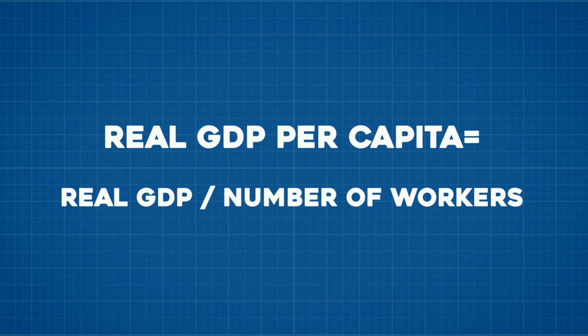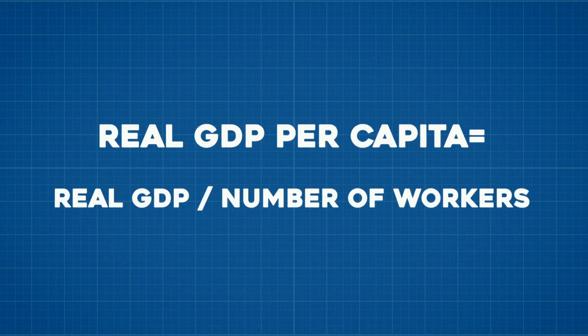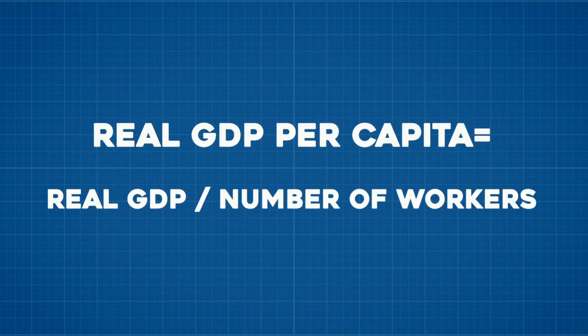And the measurement for real GDP per capita is actually pretty simple. It's just real GDP divided by the number of people working. And I know that it seems like it can't be that easy, but it is. So if productivity is so important to long-term sustained economic growth, then let's look at the factors that lead to increased productivity, and there are three.